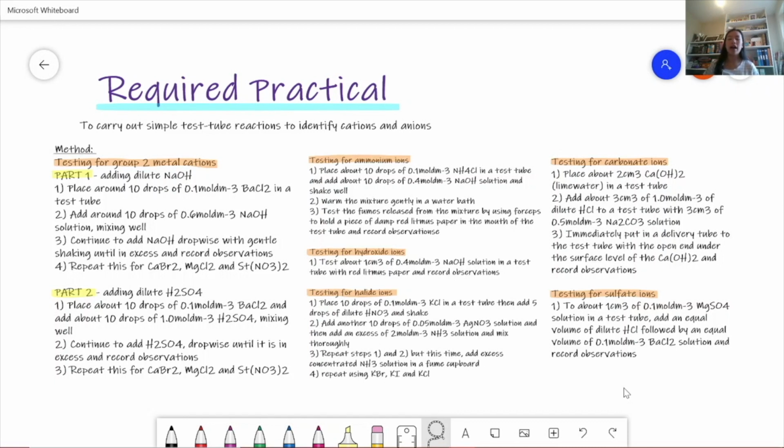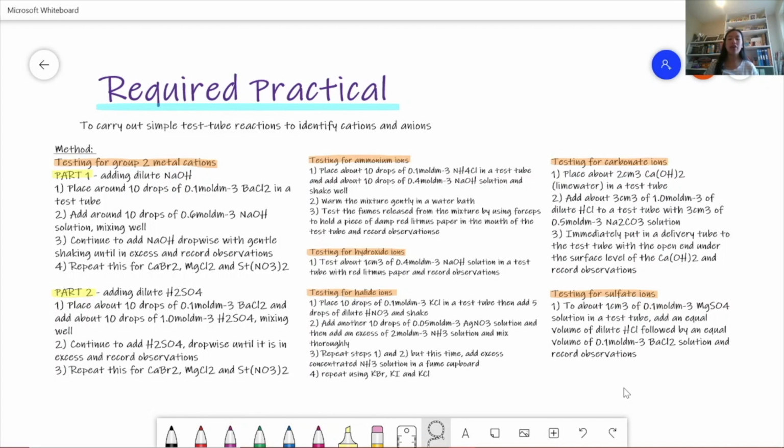The next test that we would do would be testing for ammonium ions. All of these tests are actually happening in different test tubes. I've just written them out like this, so it's easier to see. The first step is to place about 10 drops of ammonium chloride into a test tube and add about 10 drops of sodium hydroxide solution and shake that well. We then warm the mixture gently in a water bath and test the fumes released by using damp red litmus paper. We hold this at the top of the test tube and record the observations.